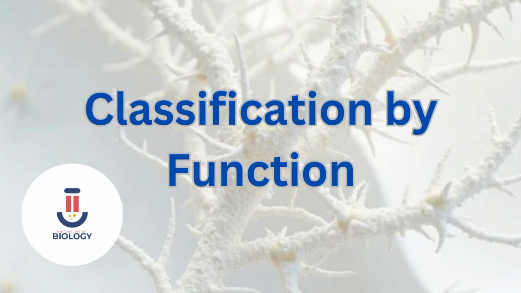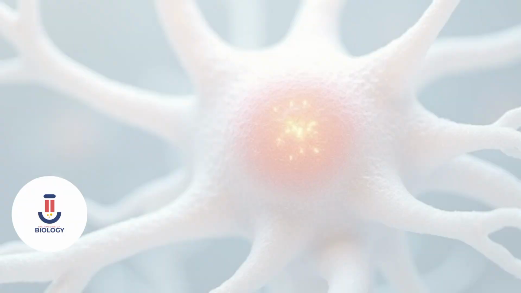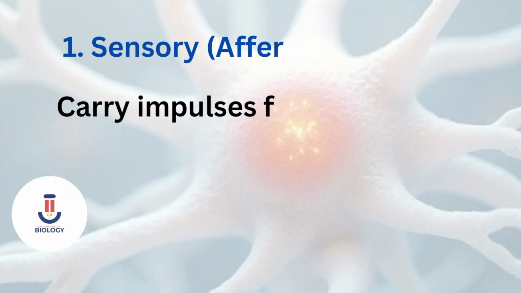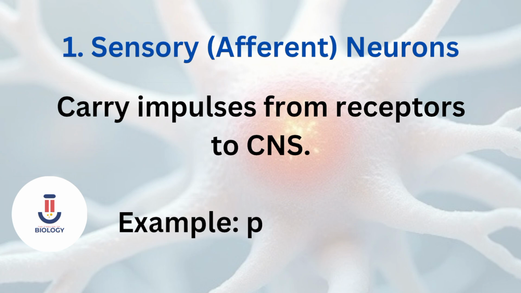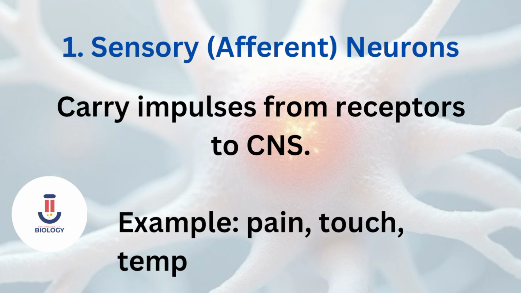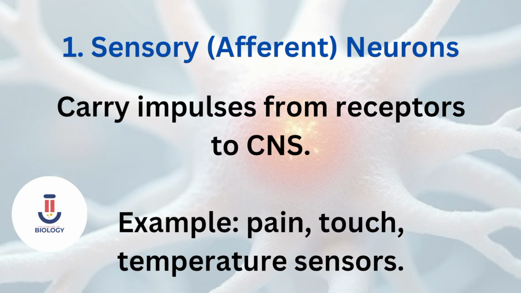Classification by function. Number 1 is sensory. Afferent neurons carry impulses from receptors to CNS. Example, pain, touch, temperature sensors.